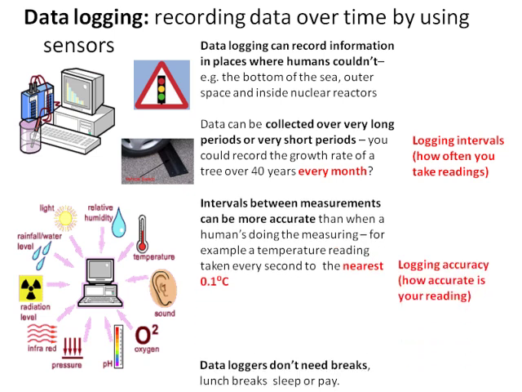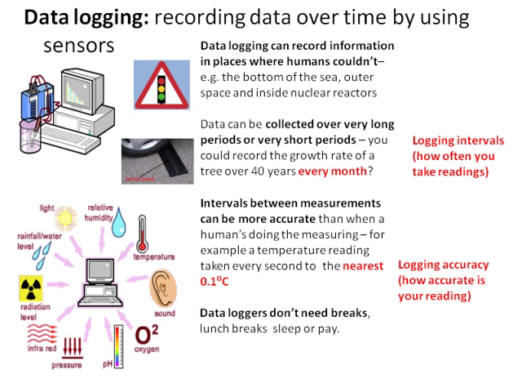In addition to this, data can be collected over very long or very short periods. If you asked a human to go out and record the rate of a tree growing every month for 40 years, it'd be a very tedious job. The accuracy of data logging is very important as well. These can record very minute changes that a human eye couldn't actually see. So for example, if you needed to record the temperature every second to the nearest 0.1 degrees Celsius, a human would find it very difficult to read the thermometer that quickly, to see it that accurately, and to record it that accurately.